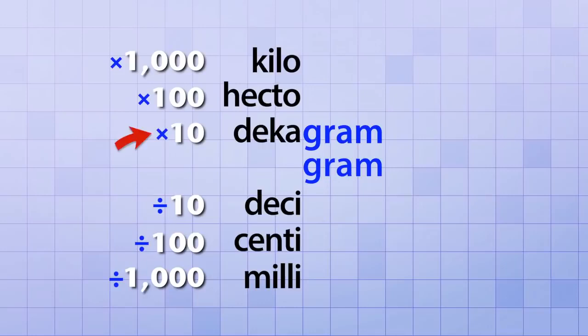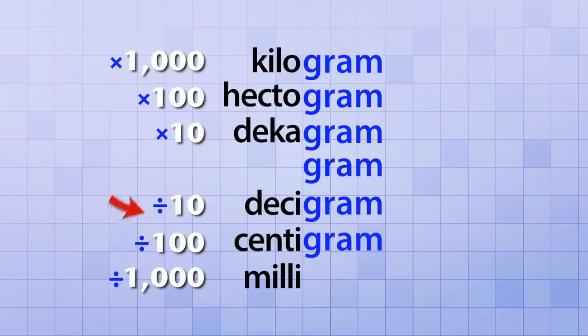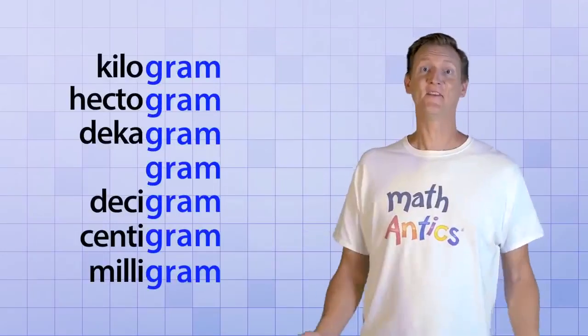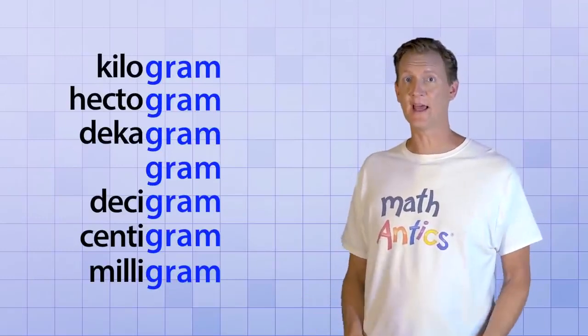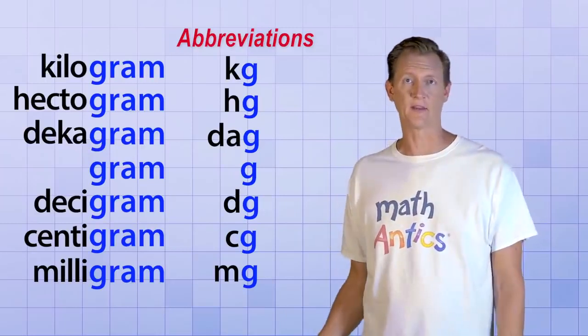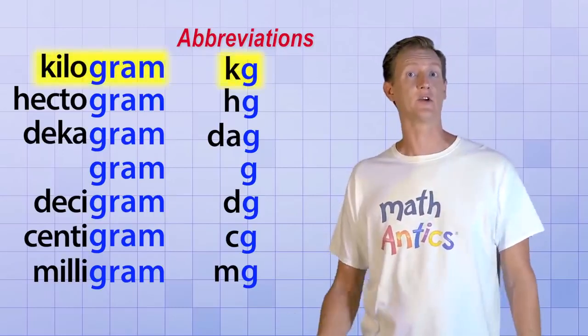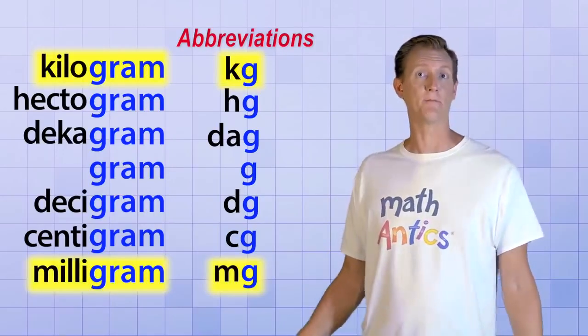A decagram is 10 times bigger than a gram, a hectogram is 100 times bigger, and a kilogram is 1,000 times bigger. And similarly, a decigram is 10 times smaller, or 1/10th of a gram, a centigram is 100 times smaller, or 1/100th of a gram, and a milligram is 1,000 times smaller, or 1/1000th of a gram. See, the same pattern is used, and all of these units of mass have abbreviations also. The pattern of abbreviation is similar to the metric units of length, but instead of an M for meters, you use a G for grams. kg is kilograms, mg is milligrams, and so on.